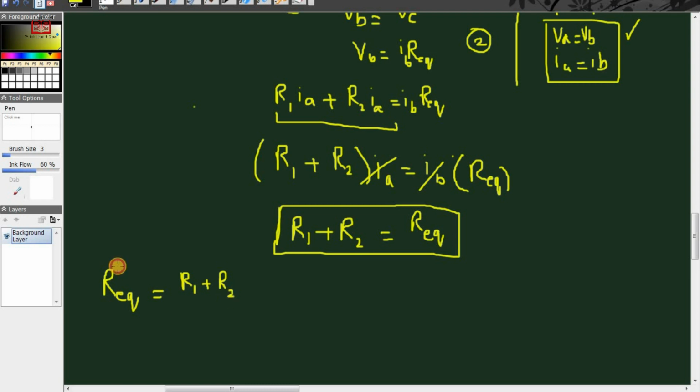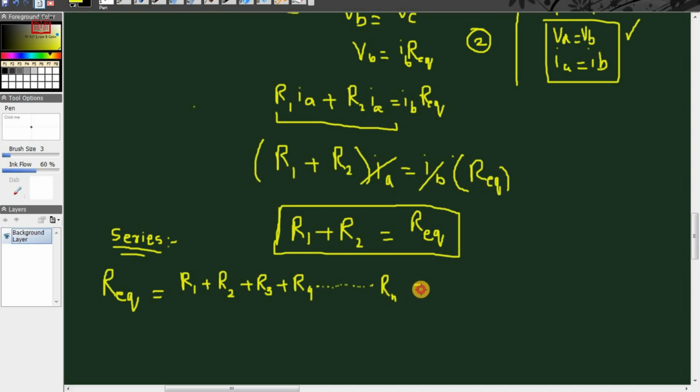Just in case of the series, remember that in case of series circuit, not in parallel circuit. In case of the series circuit, if we have different types of resistance that are connected in series, just add them and you can replace them with only one, and just continue this process until you have the Rn resistance.